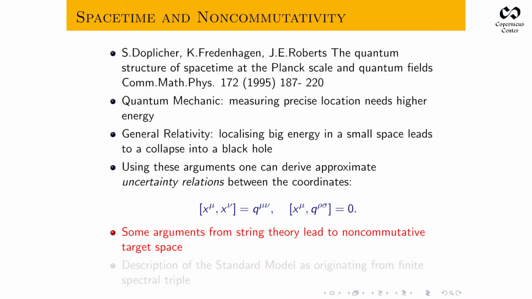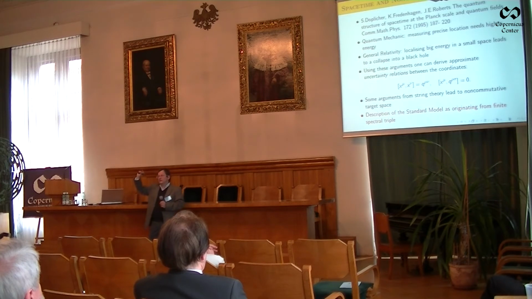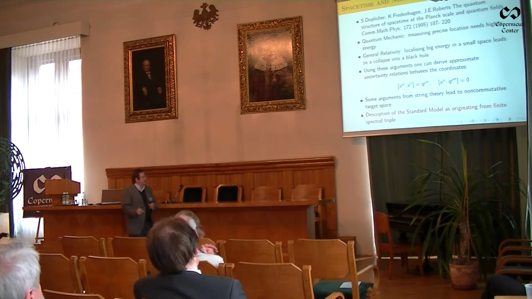There are some arguments coming from string theory, M theory, that lead to the noncommutative target space of the Moyal type. And then there's a hint coming from the description of particle physics, from the classification of all the interactions and the structure of all the interactions. And there's a very nice interpretation of that as originating from some sort of small noncommutativity. Small in the sense that it's very mild. It's just sometimes a finite part which is noncommutative. All right, so this is just the motivation.